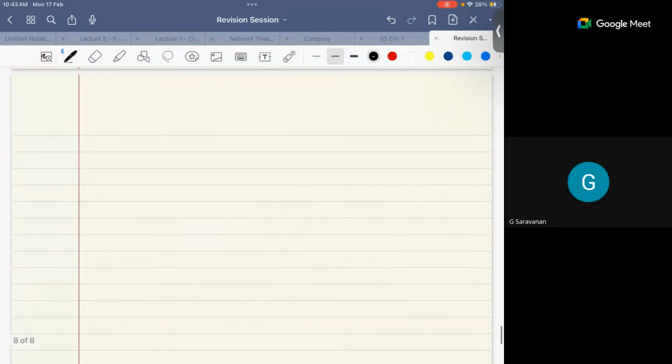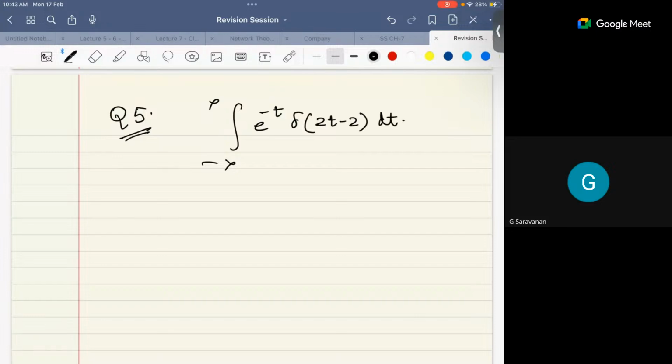Similar question, if I give you question number 4 or 5, where you have to integrate from minus infinity to infinity e to the power minus t times delta of 2t minus 2 dt. Here it's pretty simple. You'll take 2 common, so delta of t minus 1, correct?